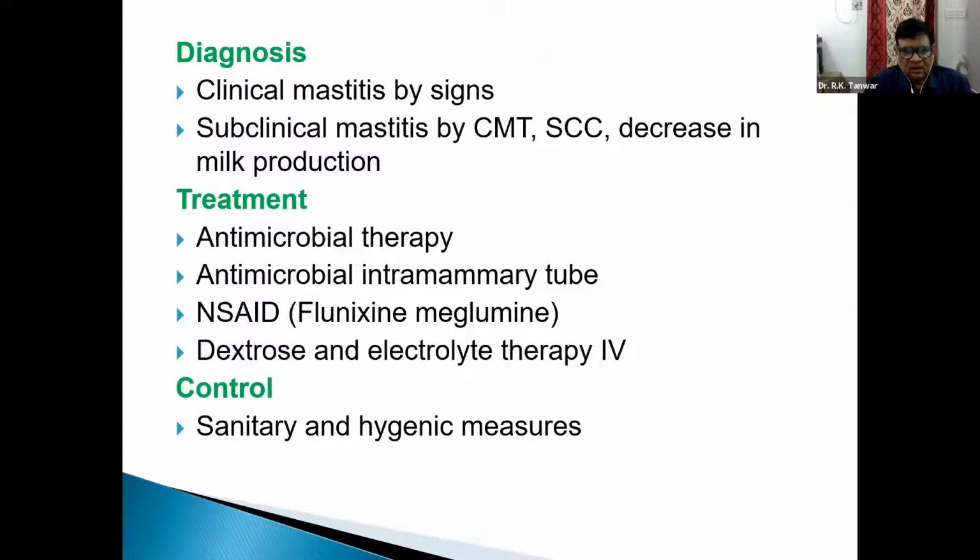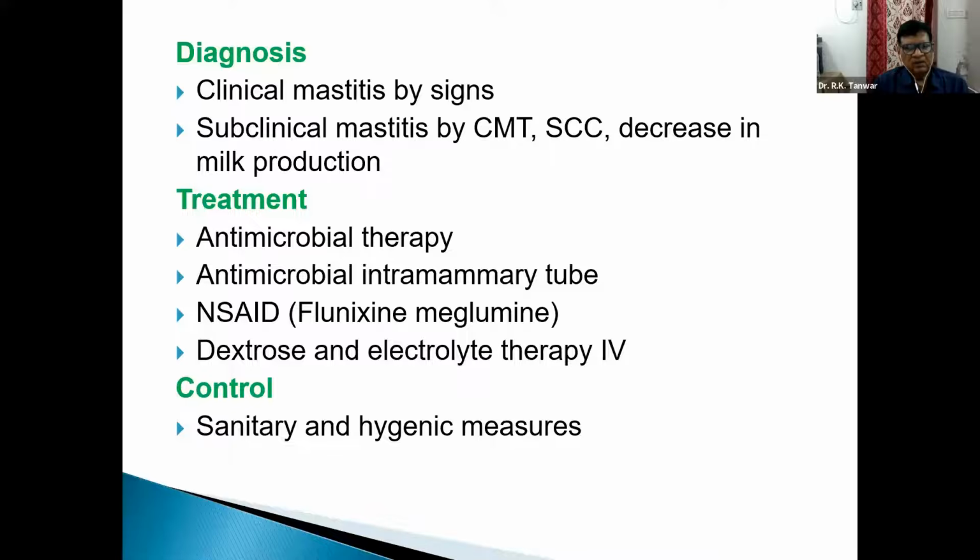Then, as far as diagnosis is concerned, clinical mastitis is no problem. By clinical signs, you can diagnose. For subclinical mastitis, the CMT, California Mastitis Test, can be carried out. Then somatic cell count, there is a decrease in milk production. Somatic cell counts are higher as compared to cattle and buffalo. So generally nowadays in cattle and buffalo we consider 5 lakh somatic cells as safe, whereas in goats the number may be more than 5 lakhs.